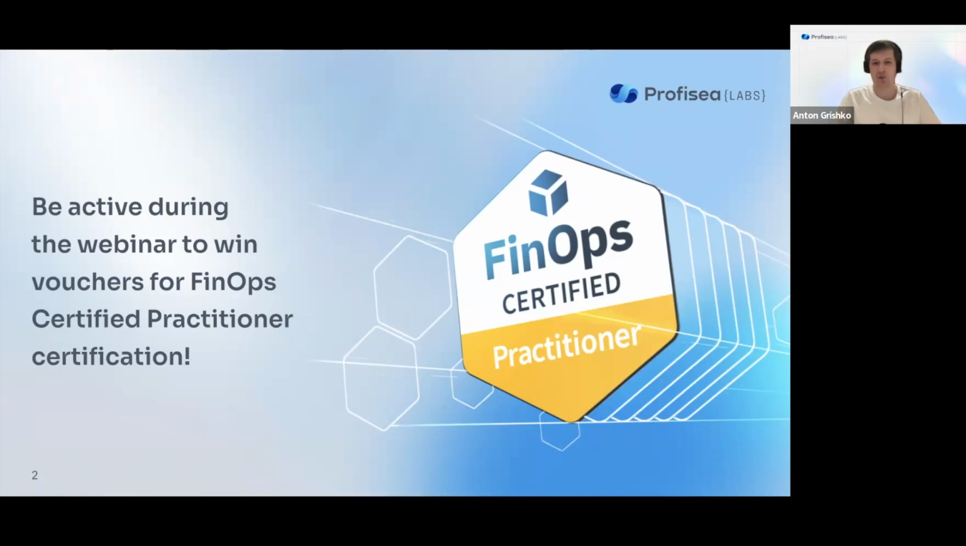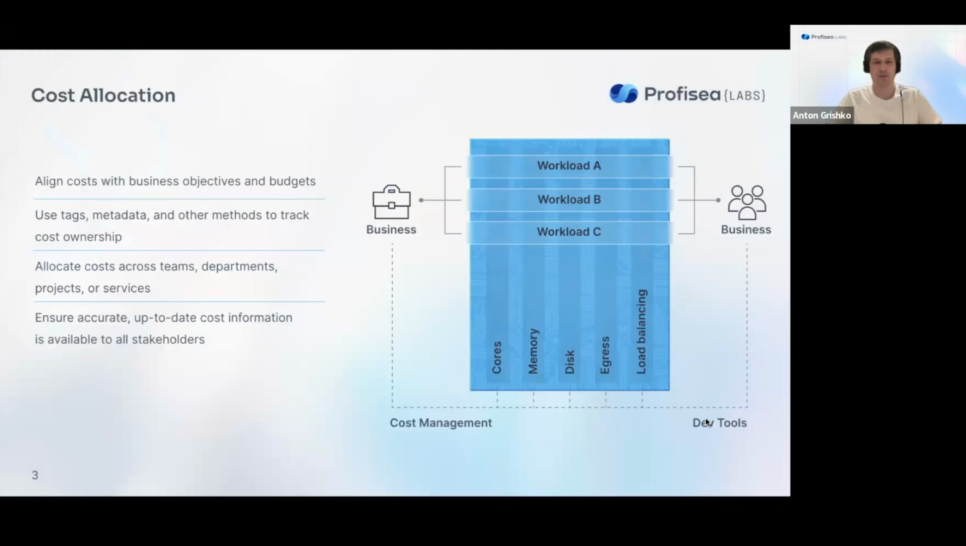Let's talk about FinOps best practices. And the first best practice is called cost allocation. So basically, there are a lot of best practices for FinOps and the FinOps process. For this webinar, I selected only 10 of them, because there are more than 10 best practices for FinOps. I just decided to focus on the 10 most important ones. So let's discuss them. The first one is cost allocation.